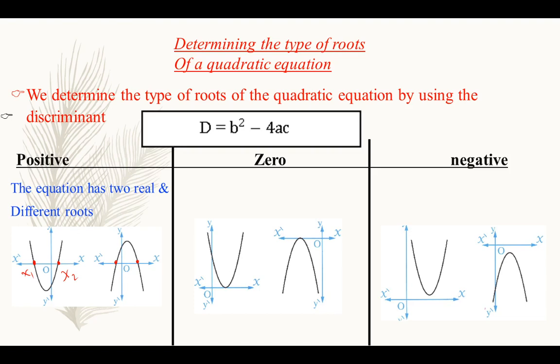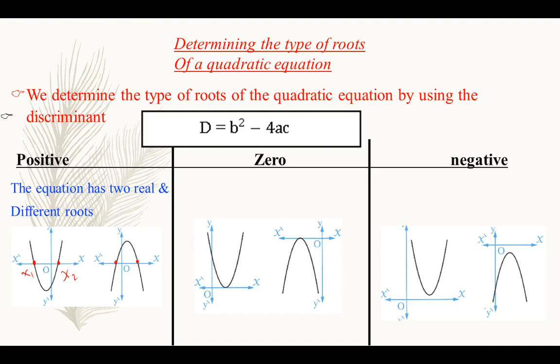So if you calculate the discriminant and you find that it is a positive number, the equation has two real and different roots. This is your answer. Since the discriminant is a positive number, the types of roots are two real and different roots.